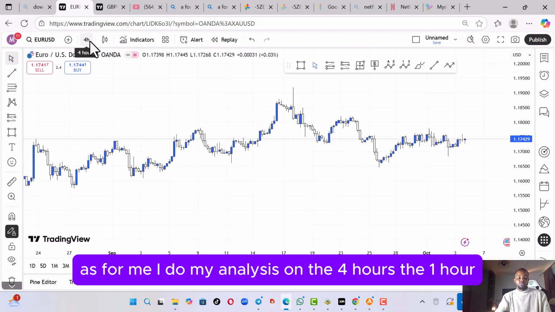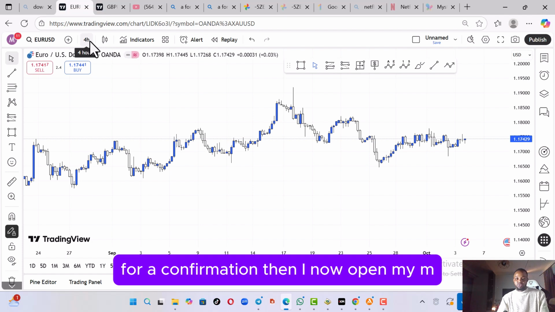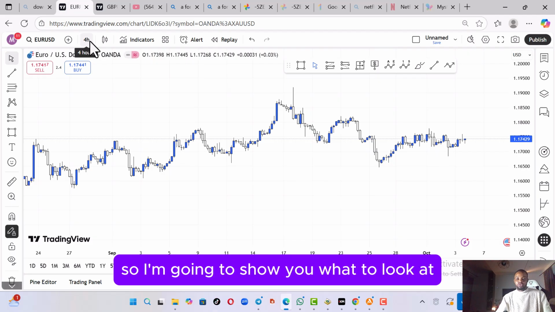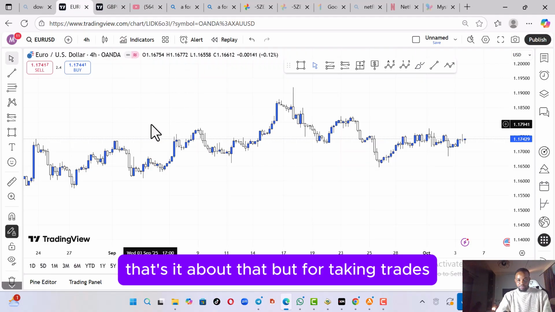As for me, I do my analysis on the 4 hours, the 1 hour. I even go down to 15 minutes to check for a confirmation. Then I now open my MT5 and actually place my position on the 5 minute time frame. Okay, so I'm going to show you what to look at. So, for the time frame, that's it about that.